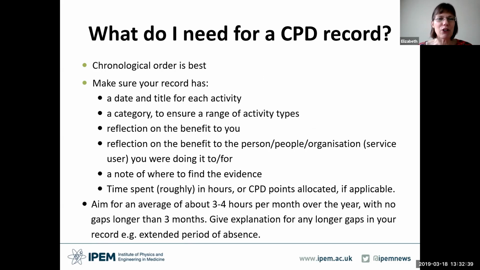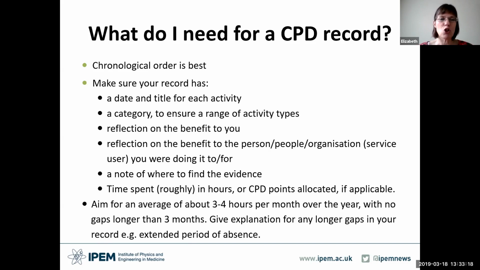So what do you need for your CPD record? Hopefully you've got some notes from the past year, and the year that's going to be audited this coming May is for the year 2018 from January to December. So chronological order is probably the best way of keeping your record, and your record should have a date and a title for each activity. Now the date can be, if it's, for example, a monthly journal club, it can be just monthly in the date column.